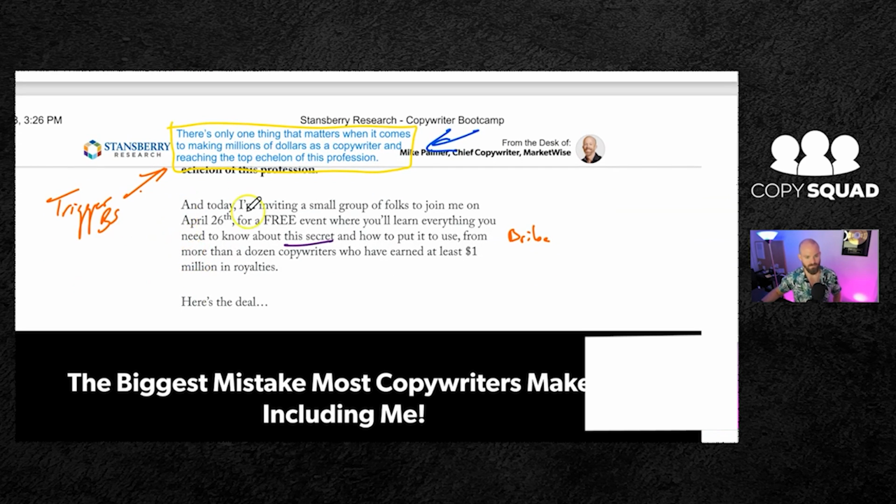Okay, so moving on. And today, I'm inviting a small group of folks to join me on April 26th for a free event where you'll learn everything you need to know about this secret, which is the mechanism. I underlined it in purple there. It's like the hidden, like this one secret will fix everything. And how to put it to use from more than a dozen copywriters who have earned at least $1 million in royalties. So even there's a little bit of cred. These copywriters are stamped. They're accredited in their own way. So we've got a bribe here. This is the thing that he's going to show us, teach us, reveal that keeps us hanging out.